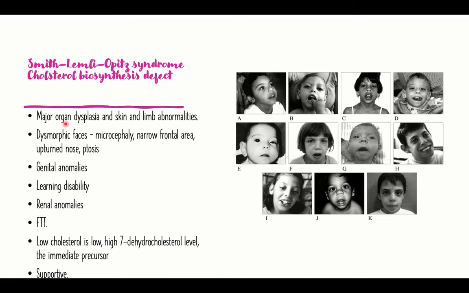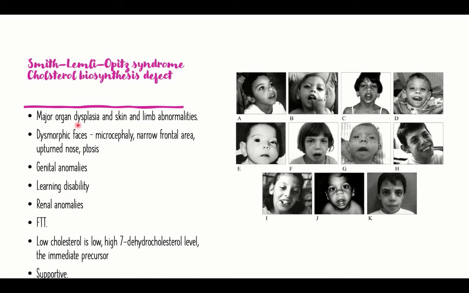We have major organ dysplasia, skin and limb abnormalities, dysmorphic facies. If you remember, we have microcephaly, we have an upturned nose, we have ptosis. So we have dysmorphic features in those patients. We have genital anomalies, usually hypogonadism related to the defective adrenal hormones, and learning disability.